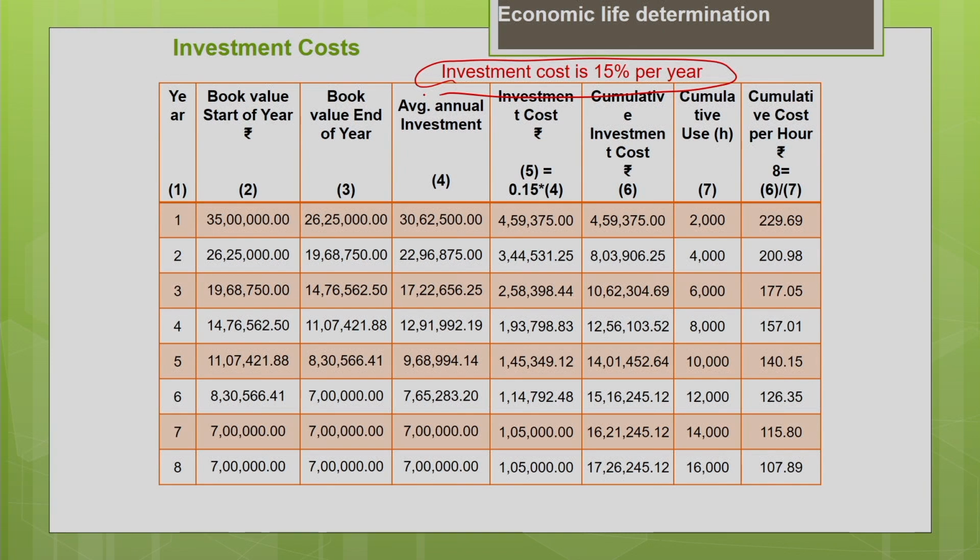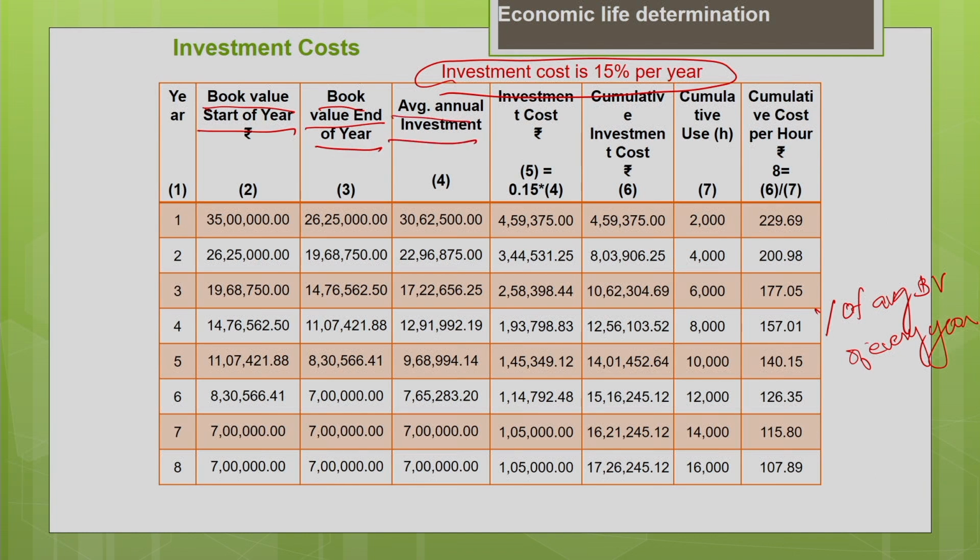Now we are going to calculate the investment cost for the entire useful life of the machine. And we will calculate the investment cost as a percentage of the book value of the machine. Here we are taking the average book value for every year. So I need to know the book value at the beginning of the year and the book value at the end of the year to find the average book value of the particular year.